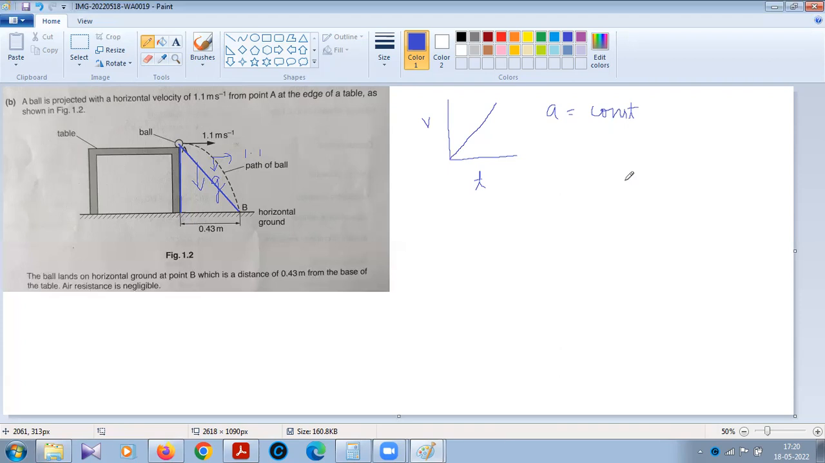Suppose some object is falling down. Then what is happening? The weight remains the same, m into g. But as it comes down, the velocity increases, and so does the drag force. Drag force increases, so what will happen? Its acceleration will keep on decreasing till it attains the terminal velocity.